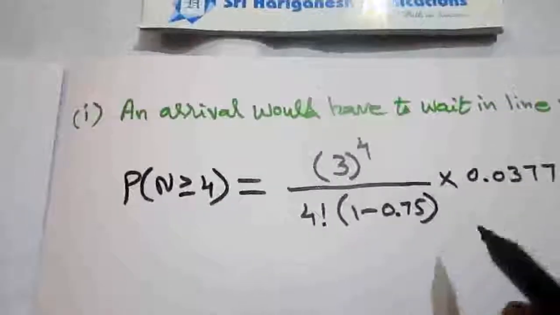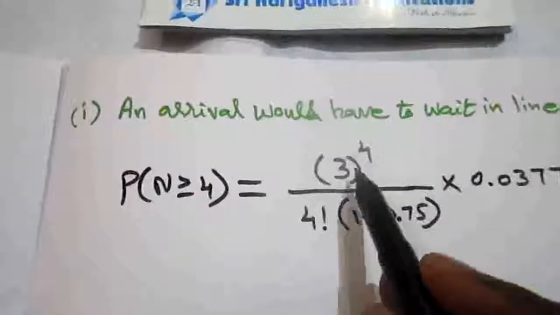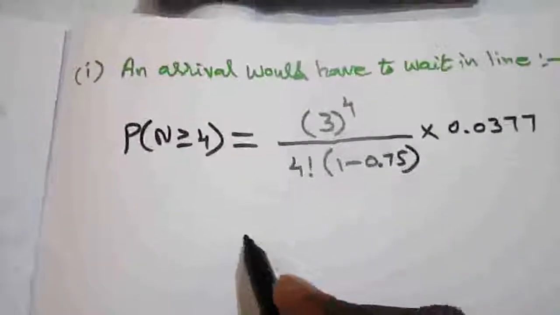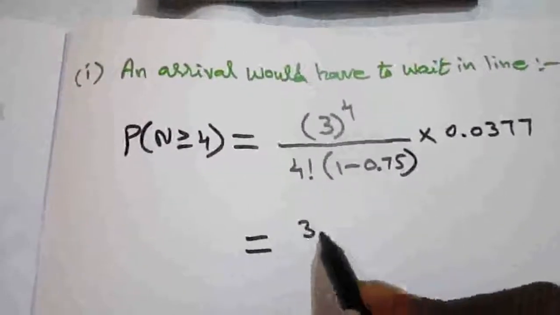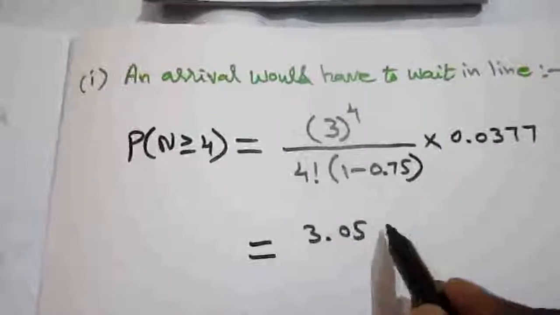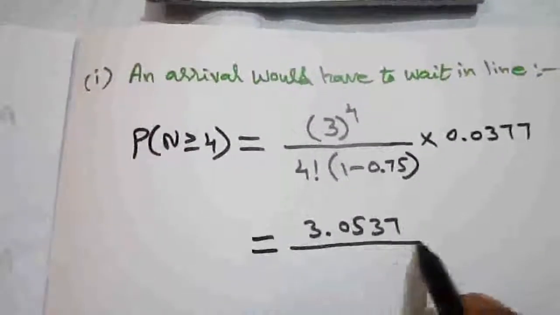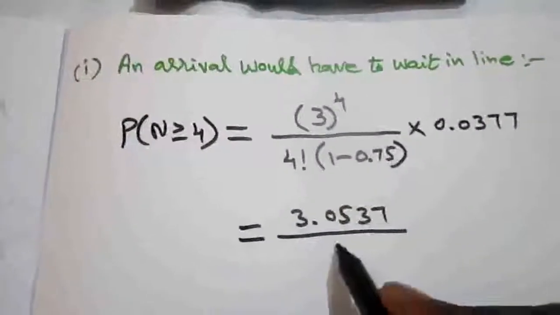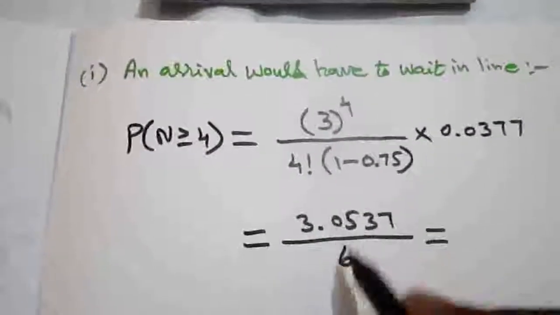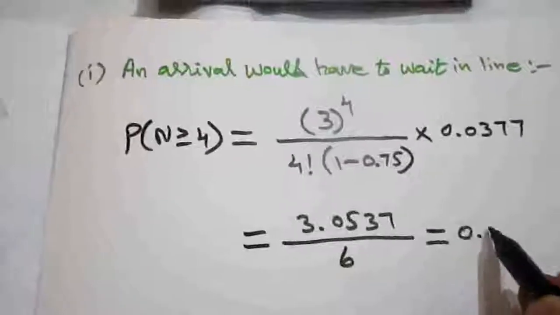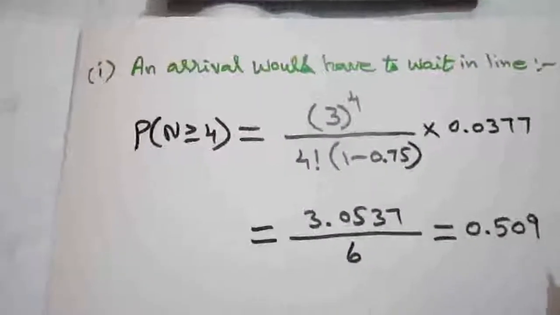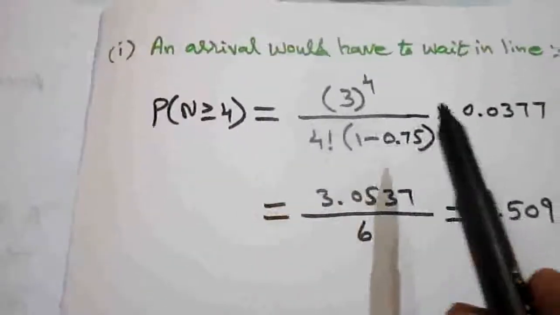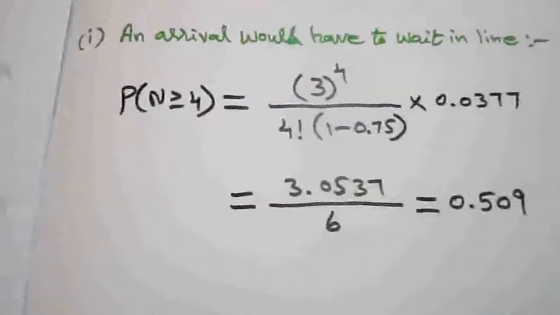P0 already we found, the P0 value is 0.0377. So now I am going to simplify using calculator. 3 power 4 into 0.0377 value is 3.0537, whole divided by denominator 4 factorial into 1 minus 0.75. The value is 6. So dividing these two, you will be getting 0.509. So this is the probability value that an arrival has to wait in the line.